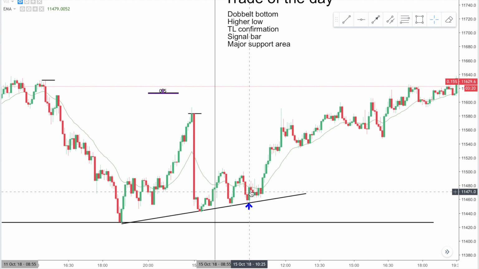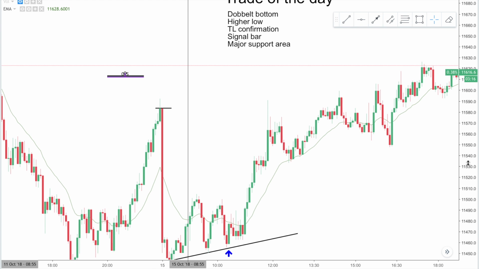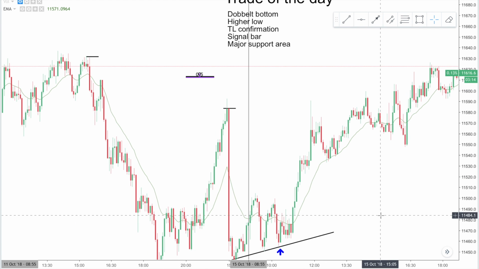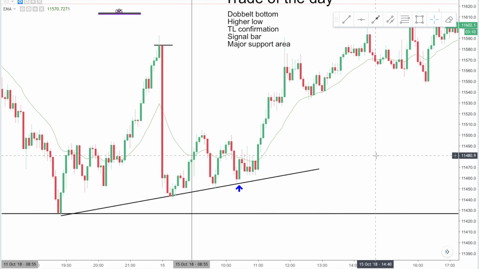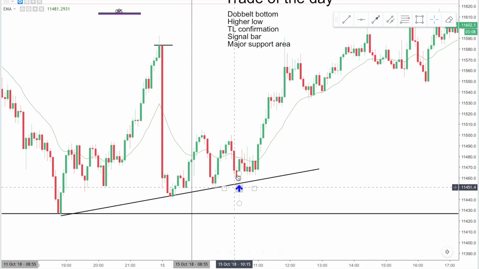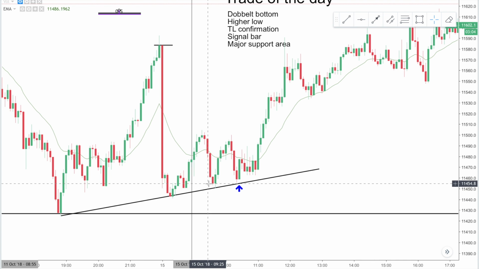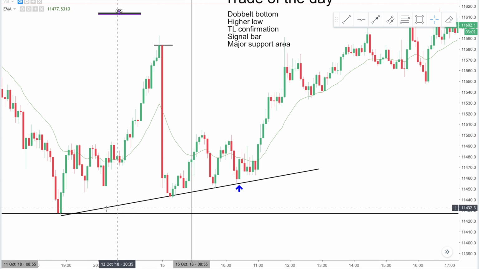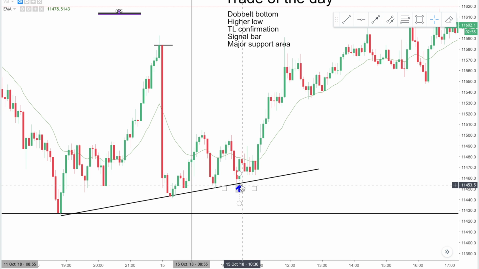Here we had a nice bull signal bar. Bear in mind this is a signal bar on the major support area. It's a bit above, but it's okay because this is minor support in here, and see how this trend line from that low to this low and these two bounces here confirms the trend line. Signal bar is nice, closing on the highs.